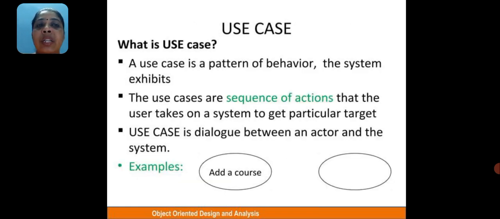So, what is a use case? A use case is a pattern of behavior the system exhibits. It is a sequence of actions that a user takes on a system to get a particular target. So the dialogue between the actor and the system should be represented clearly.